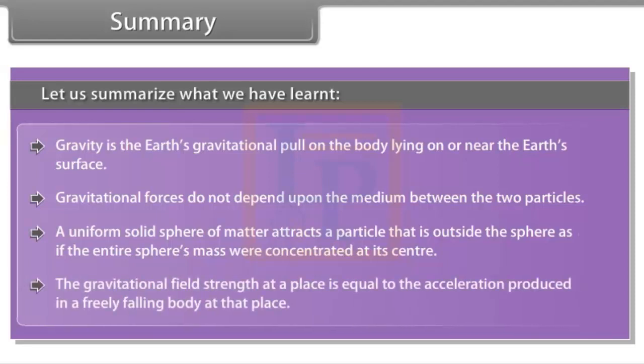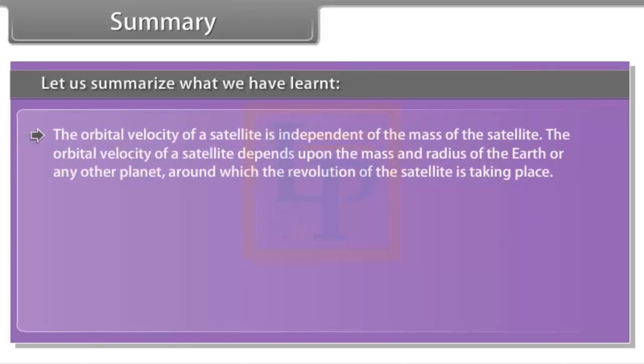The gravitational field strength at a place is equal to the acceleration produced in a freely falling body at that place. The orbital velocity of a satellite depends upon the mass and radius of the Earth or any other planet around which the revolution of the satellite is taking place.